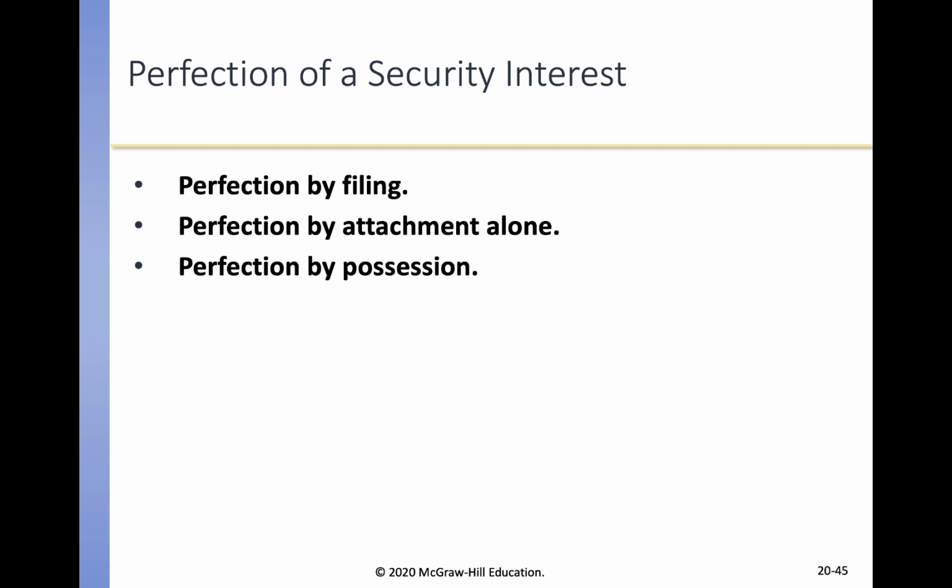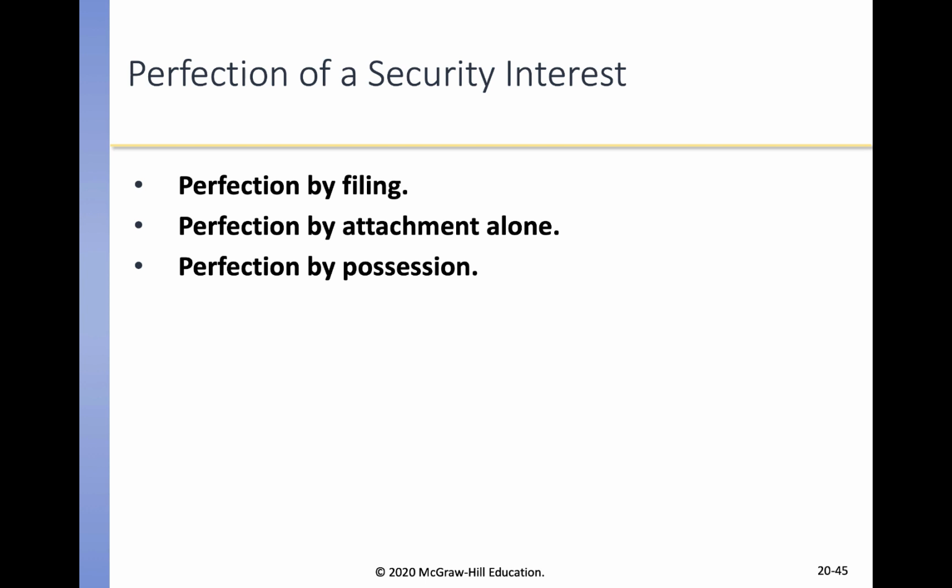In certain circumstances, there's perfection by attachment alone, and that's when I have a purchase money security interest in consumer goods. So again, remember, consumer goods are things I use in my household usually, and a purchase money security interest is one where I borrow money and the lender takes a security interest in the thing I borrowed money to buy, okay? And if that is a consumer good, the interest is perfected by attachment alone. So the moment it attaches, it is also perfected.